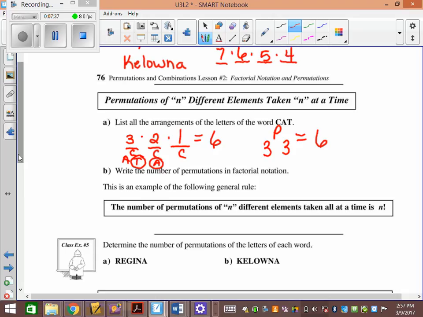In this case, you couldn't use 7 factorial because you weren't using the whole word, but you could use 7 letters. It's a permutation because it's a word, and I pick how many? 4. That would work, and those would get you the same answers. But if I was just rearranging Kelowna and it was 7 to 1, then you could use 7 factorial, you could use 7p7, or you could go 7 times 6 times 5 times 4 times 3 times 2 times 1. All will get you the same answer. Okay? All right.